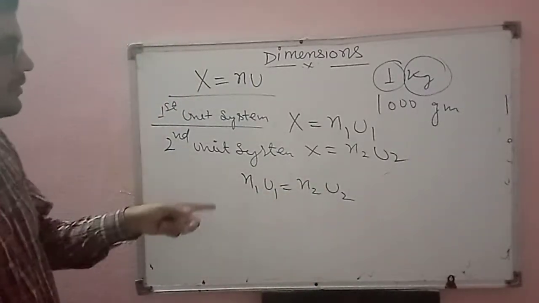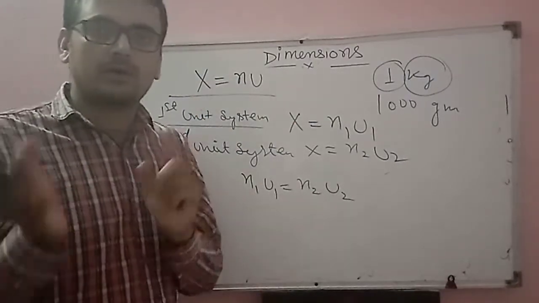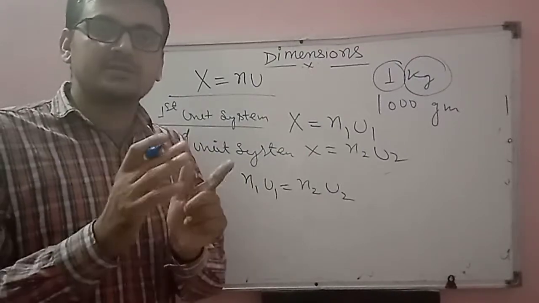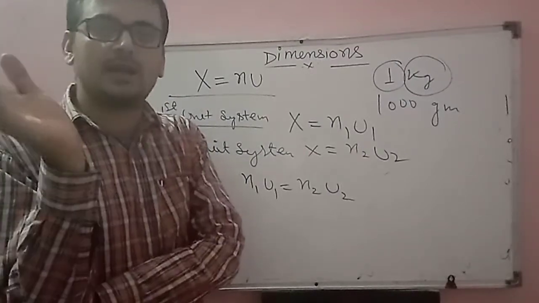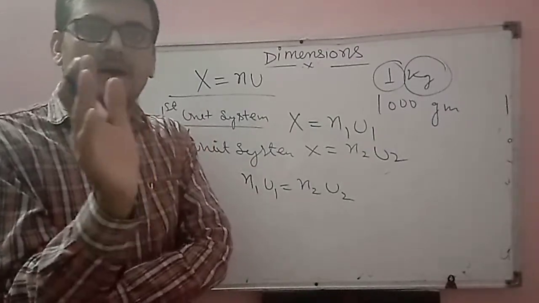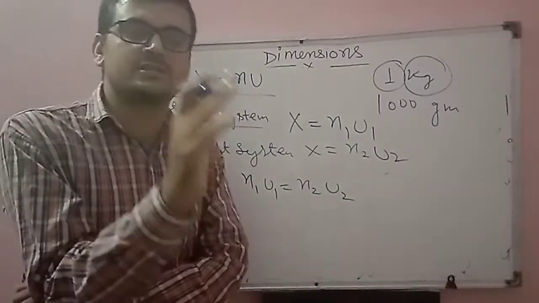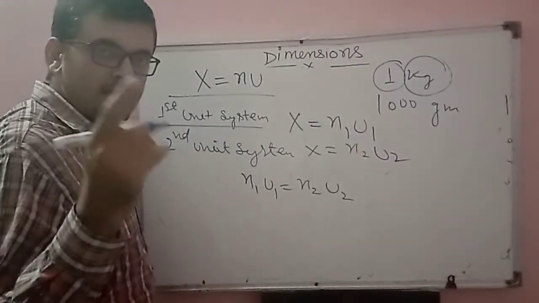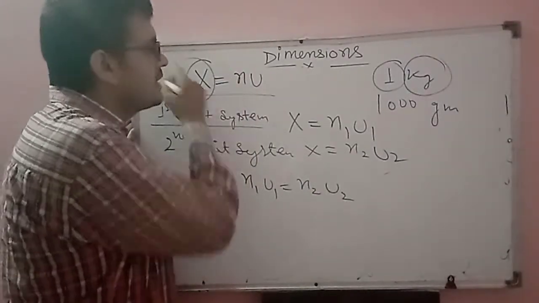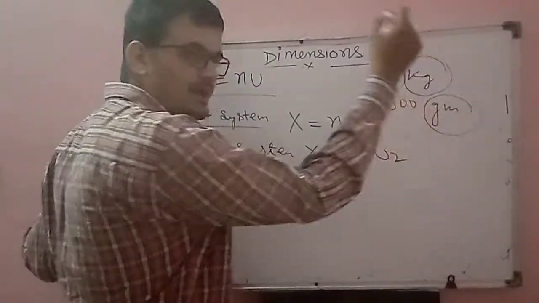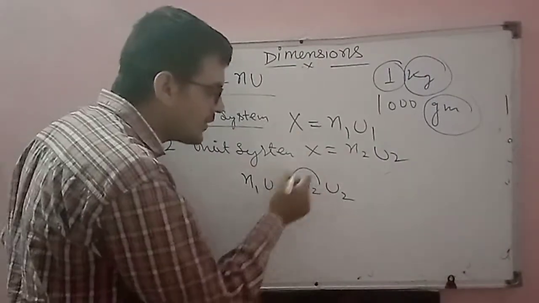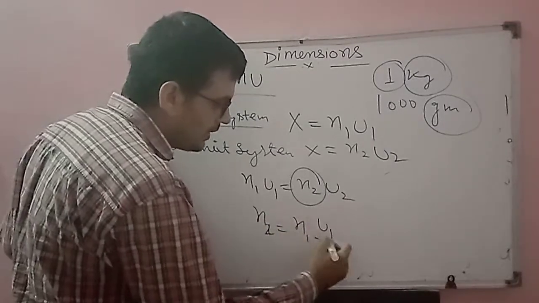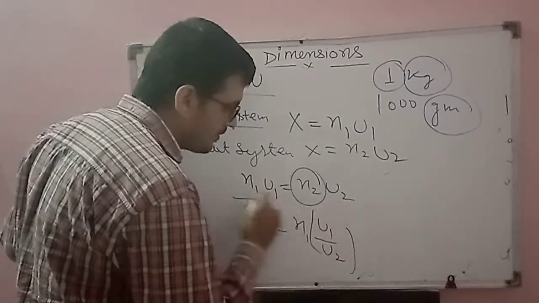So our application is to find the numerical value of any physical quantity when we convert it from one unit system to another unit system. Suppose someone asks you what will be the numerical value of this physical quantity x when we convert it into gram. How will you find the numerical value n2? You will find n2 equal to n1 u1 over u2. This is the simple formula.